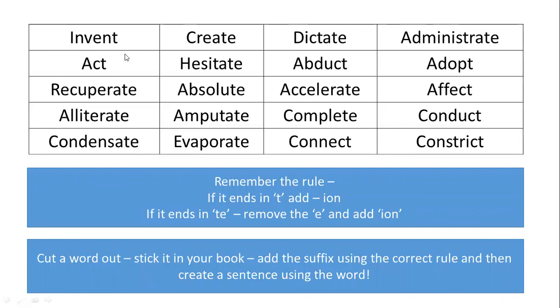So practice in your copybook. Rewrite these words in your copybook and write them in a table. Divide the table into two types, with E and without E. Now let's go to the other type of the suffix, with TURE.